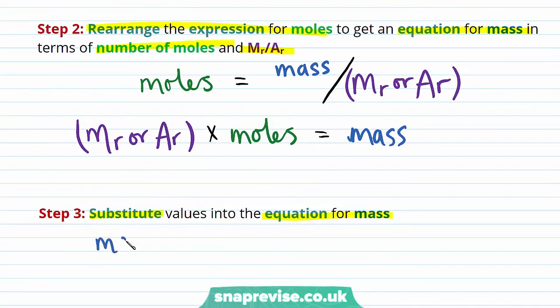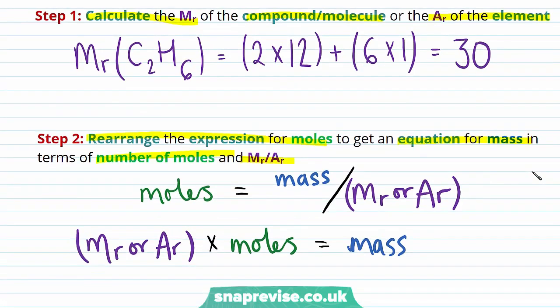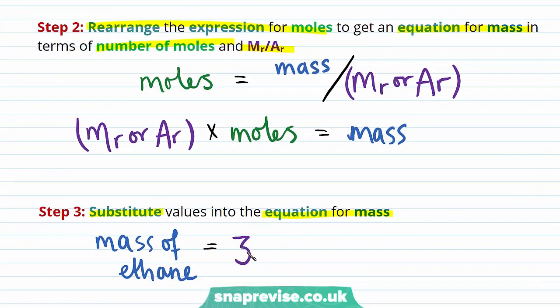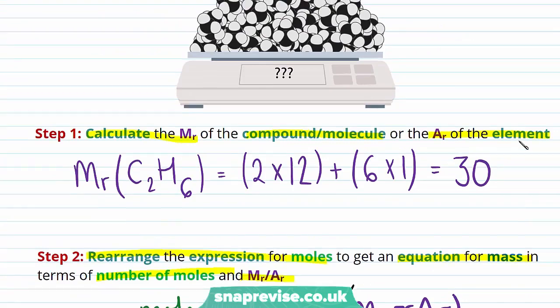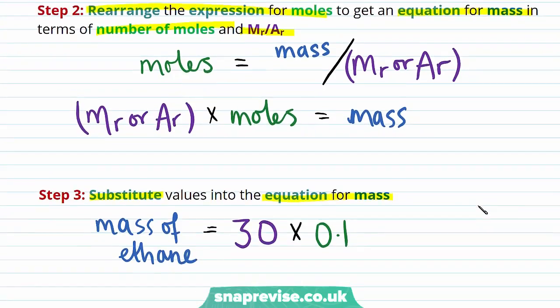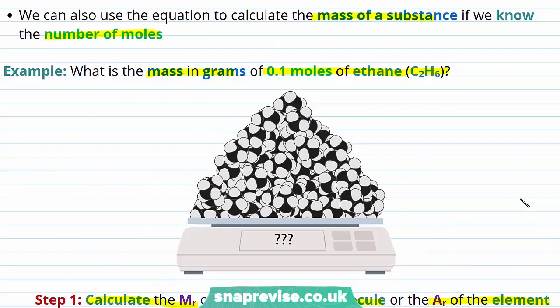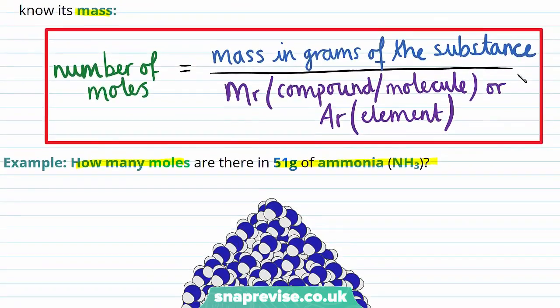So our mass of ethane is going to be equal to the relative formula mass of ethane, which we found to be 30 in the first part of this question, multiplied by the number of moles, which is given in the question as 0.1. This gives us an answer for the mass of ethane in 0.1 moles of ethane as 3 grams, remembering that the mass in this equation is the mass in grams.